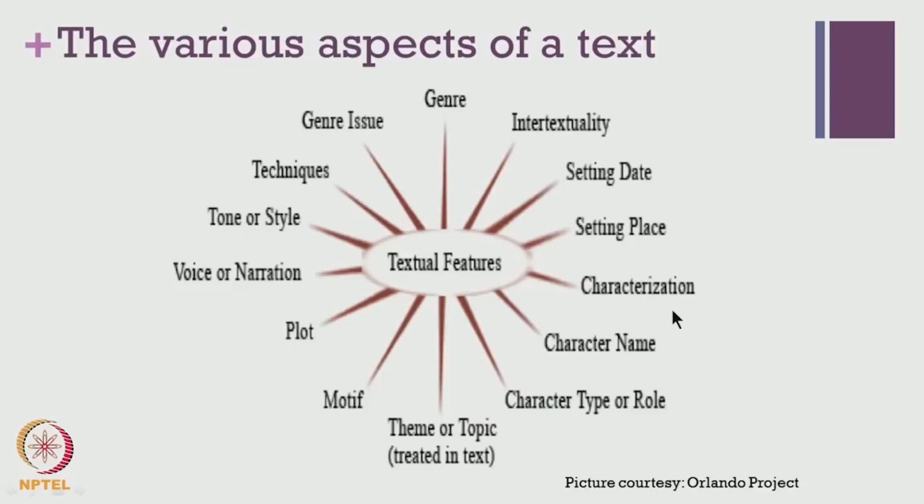And there are also various aspects of a text that need to be covered. So, when we talk about a text, it could be a book, it could be a performance, it could be any kind of cultural or artistic production.